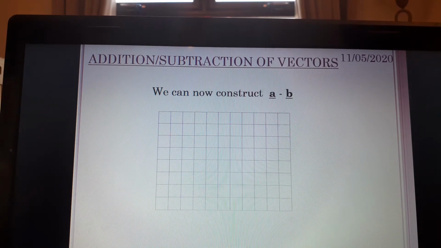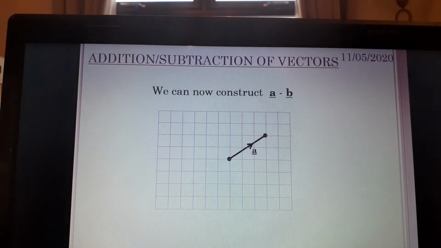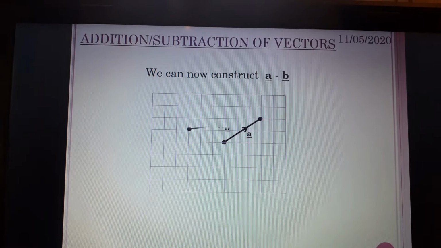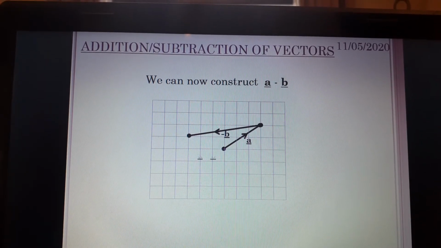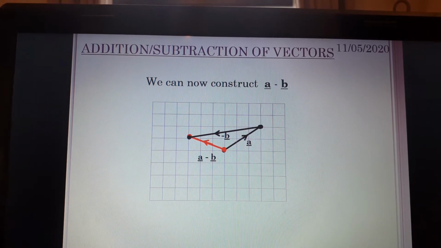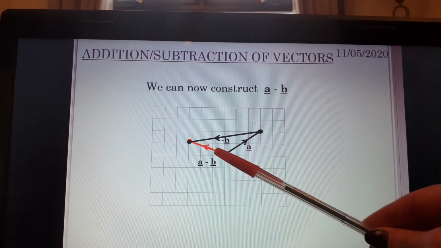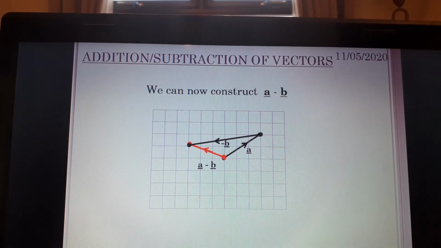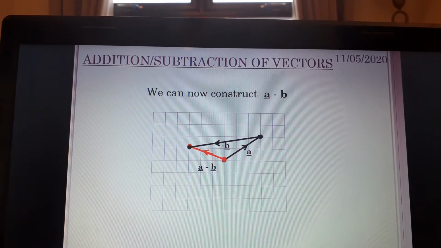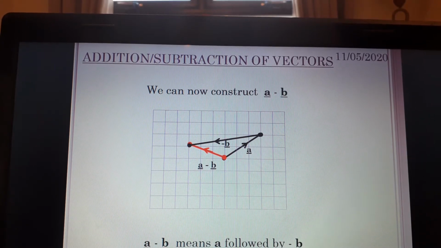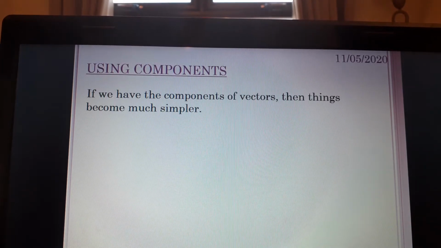So this is how we can construct a minus b. So we start with a, and then it's minus b that gets added on, tip to tail. Okay, so we have minus b being added on, so that goes in that direction. And then a minus b is the direct vector that is created from the start of a to the end of minus b. So it's going from there directly to there. That's the direct vector, the direct journey to go from the start to the finishing point in the direct route. So a minus b just simply means a followed by minus b.